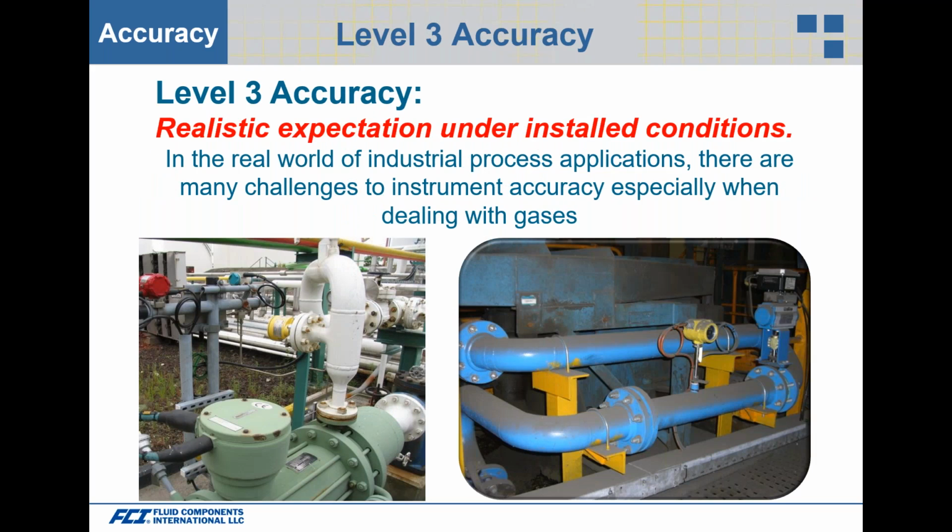And then level 3, the realistic expectation under installed conditions. When we're talking about air and gas applications, it can be aeration basins, digester gas, flare gas, flue gas. Typically, we're talking larger line sizes, and so we're using more of a point measurement on the inside of this pipe. And typically when you're in large line sizes, you don't have the luxury of lots of straight run to be able to produce a good turbulent flow profile.